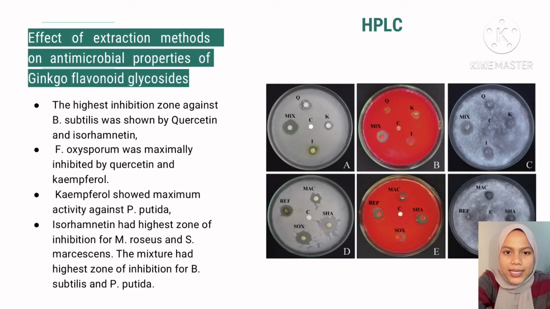Results and analysis. Figure 1 shows the highest antimicrobial activity, synergistic for all the test microorganisms. The highest inhibition zone against B. subtilis was shown by quercetin and isorhamnetin, while F. oxysporum was maximally inhibited by quercetin and kaempferol. Kaempferol showed maximum activity against P. putida, while isorhamnetin had a higher zone of inhibition for M. roseus and S. marcescens. The mixture had a high zone.